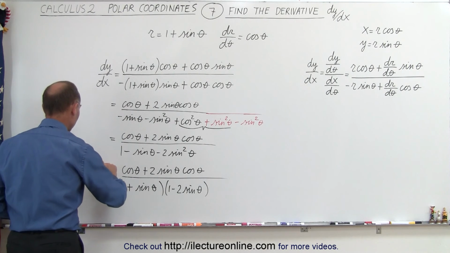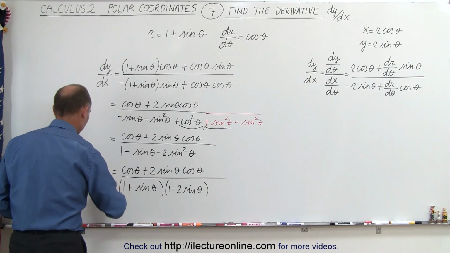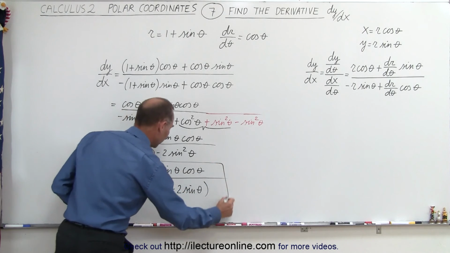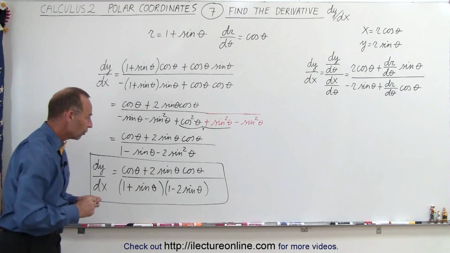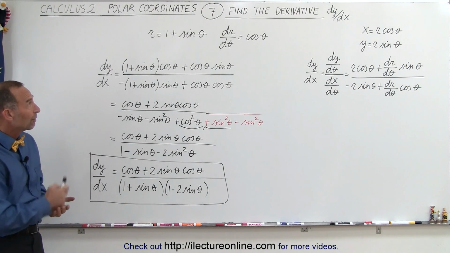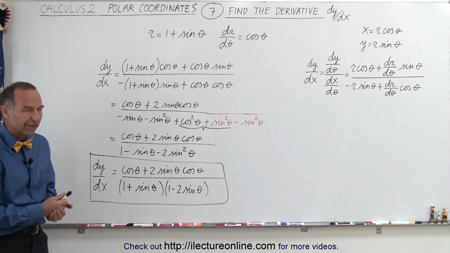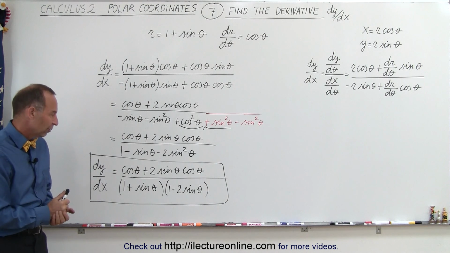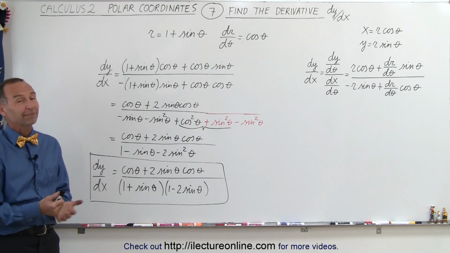So in the end we get dy dx, which can be represented like this only in terms of the angle theta. And that's one way in which we can find the derivative dy dx. Of course, you can find different forms of the final answer, but this is a perfectly fine way to do it. That's how we do that.